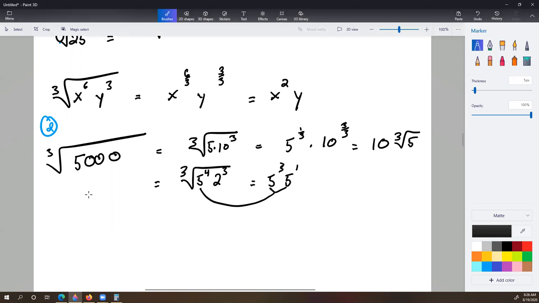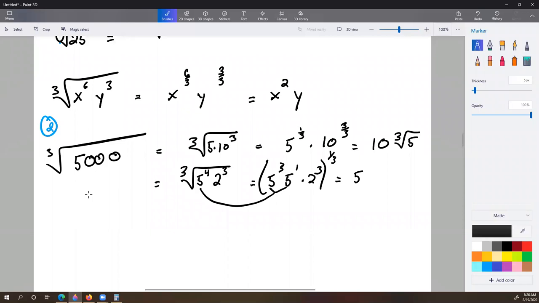And then times 2 cubed, this is all still under that cube root. This is all still to that 1/3 power. Well, 5 cubed, if I divide that by 3, we're just going to get a 5. 2 cubed, if I divide that exponent by 3, we're going to get a 2. And then 5 to the 1 to the 1/3, I said earlier, that's no good. So that's going to have to stay down there. And look at that, 5 times 2, we still get our 10 back.